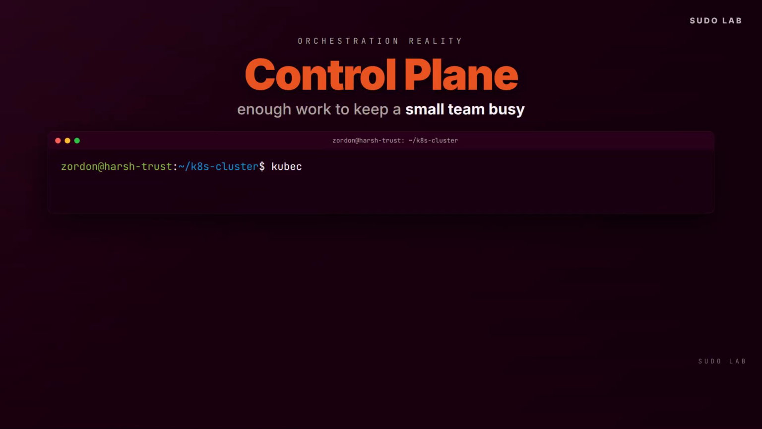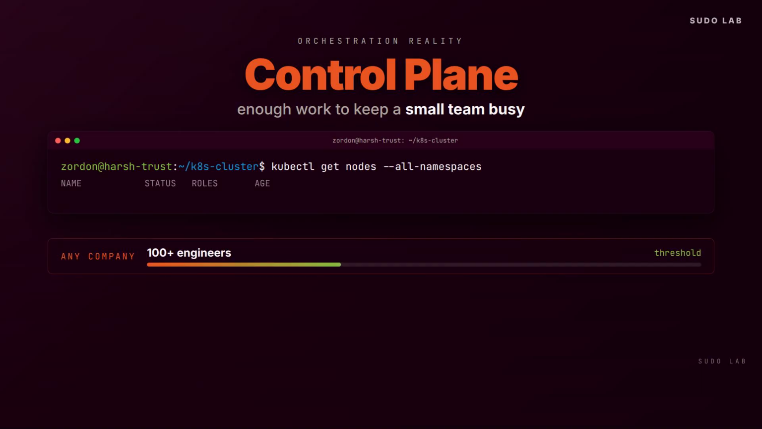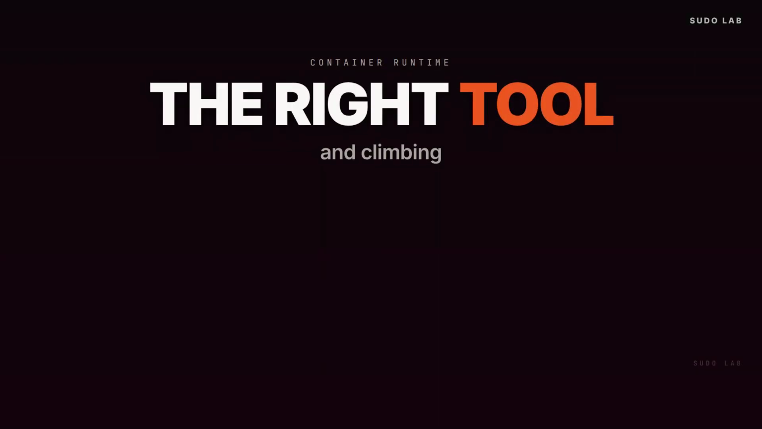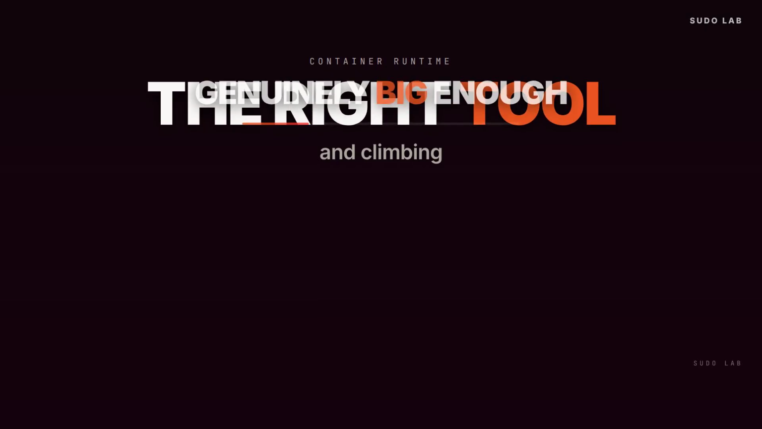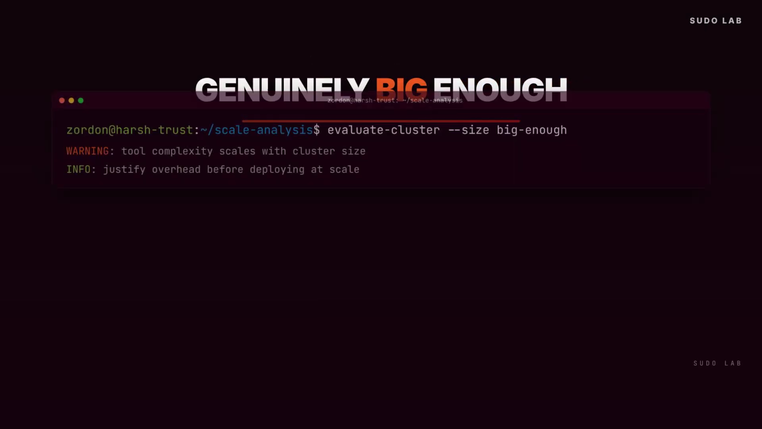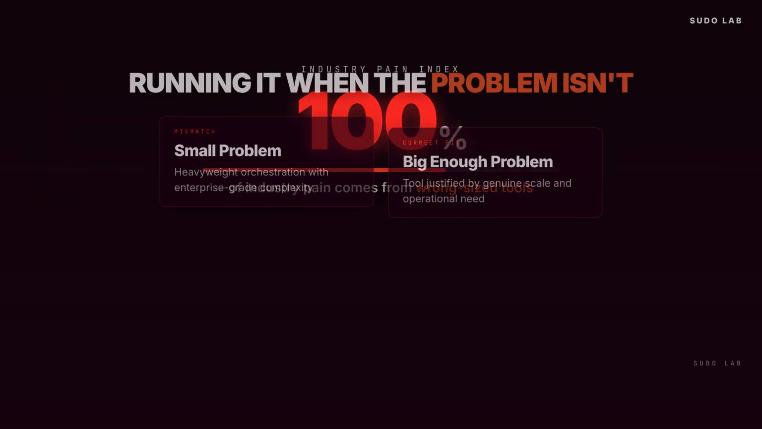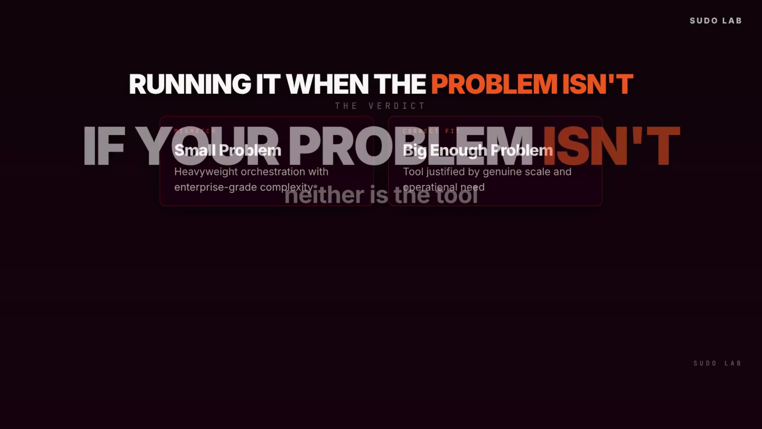You might never operate Kubernetes at home, but if you walk into a job at any company over 100 engineers, the odds it's running Kubernetes somewhere are close to a coin flip and climbing. It's the tool you reach for when your problem is genuinely big enough to justify a tool this big, and a sizable chunk of the pain in the industry right now comes from companies running it when their problem isn't.